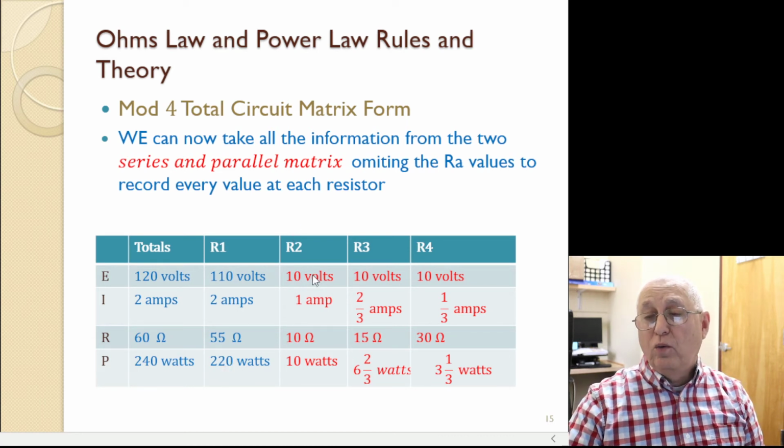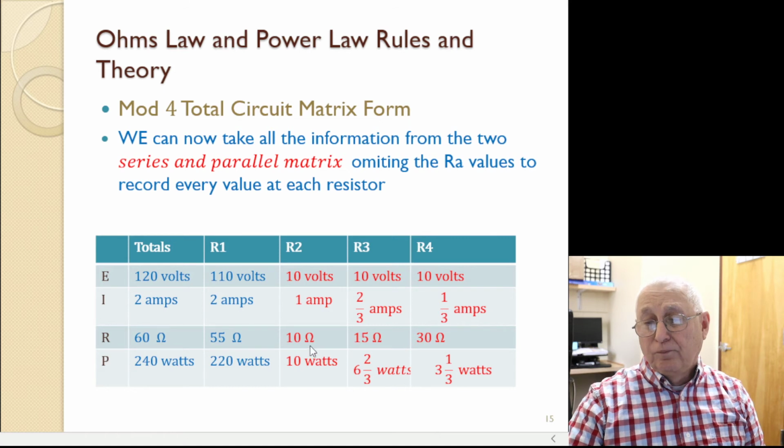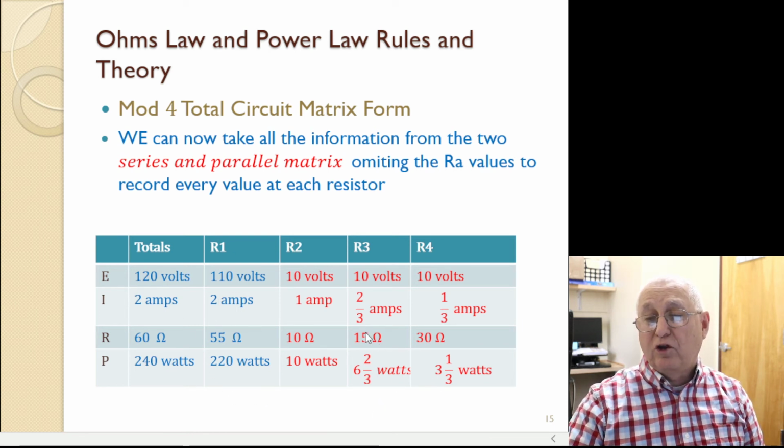At R2, 10 volts, R2, R3, R4, it's all 10 volts. I have 1 amp at R2, 2/3 of an amp at R3, 1/3 of an amp at R4. The resistance hasn't changed. 10 watts, 6 2/3 watts, and 3 1/3 watts. If we built this circuit and we put the proper voltage to it and these ohms were exact, we would be able to take a meter and read every one of these values and they would concur. The theory actually works.